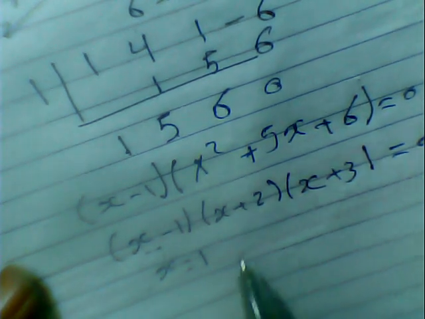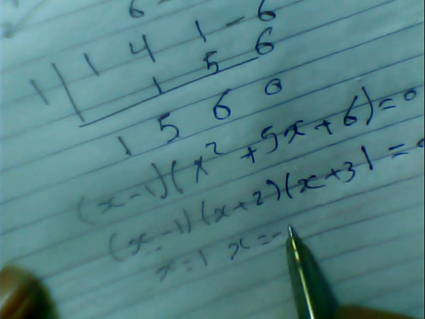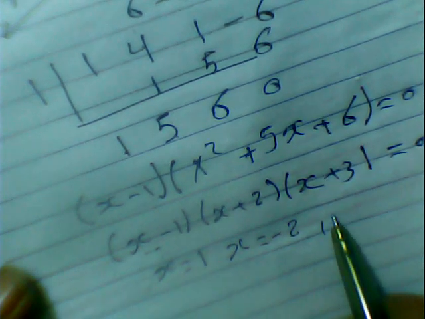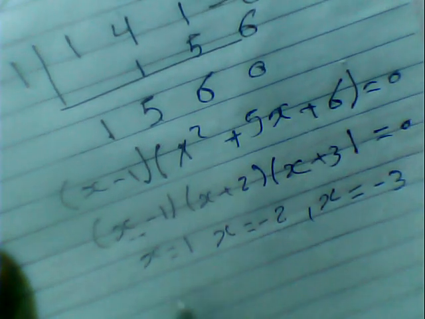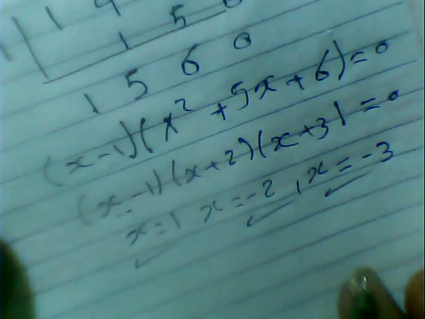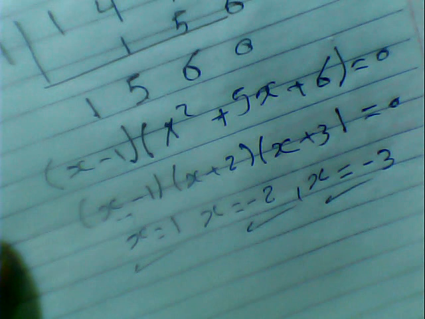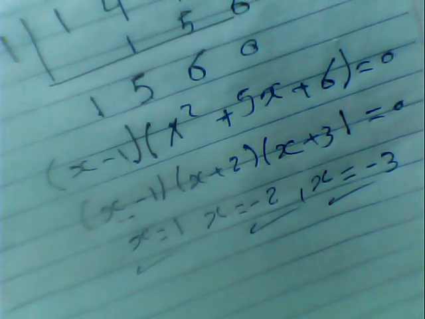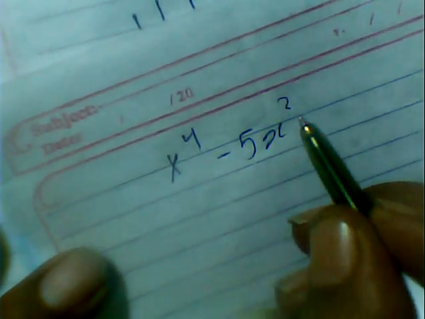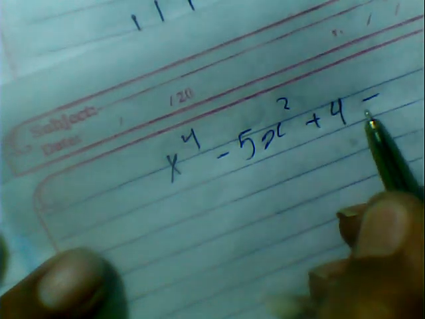x plus 2, x equal negative 2, 1, and x equal negative 3. Okay, then we solved that already. We can have another problem to solve. That's good also: x^4 minus 5x^2 plus 4 equal 0.